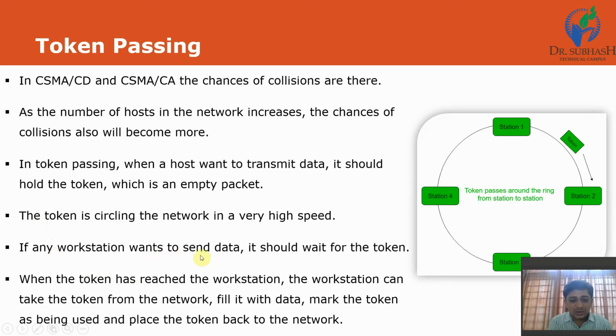If a workstation wants to send data, it should wait for a token. When the token reaches the workstation, it can take the token from the network, fill it with data, mark the token as being used, and place it back into the network. First of all, the token is empty, and as and when the token reaches a particular source host, it will hold the token, fill up the data, and pass it again in a circle in the network.